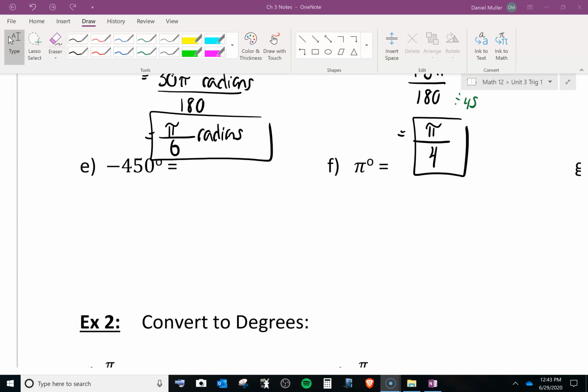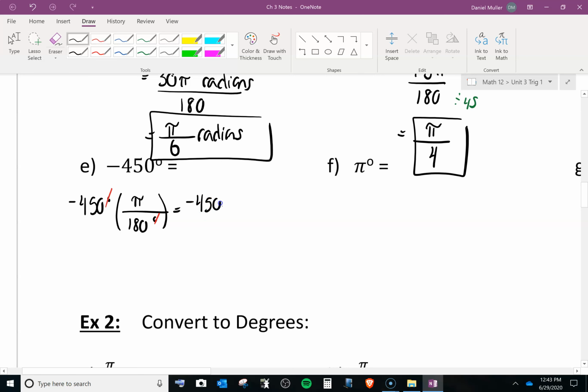So let's convert here, negative 450 degrees. I want to get rid of degrees, so I'll put them on the bottom. I'll put the 180 there and the pi. Degrees cancel out. Then on top I've got negative 450 times pi, which is negative 450 pi, and the denominator just has 180. Now those can be divided by, I guess, 90?